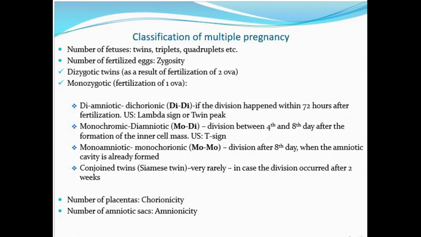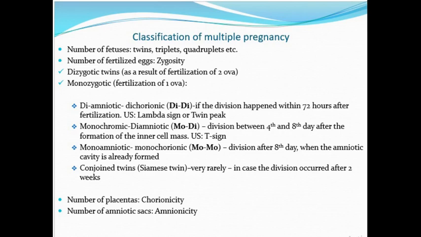Then we can also classify it based on the number of amniotic sacs, and in this case we talk about the amnionicity. So we may have one amnion or two amnions. Now, coming back to the number of fertilized eggs, we may have a dizygotic twin, in which two eggs are fertilized, and also a monozygotic twin, in which only one egg is fertilized.